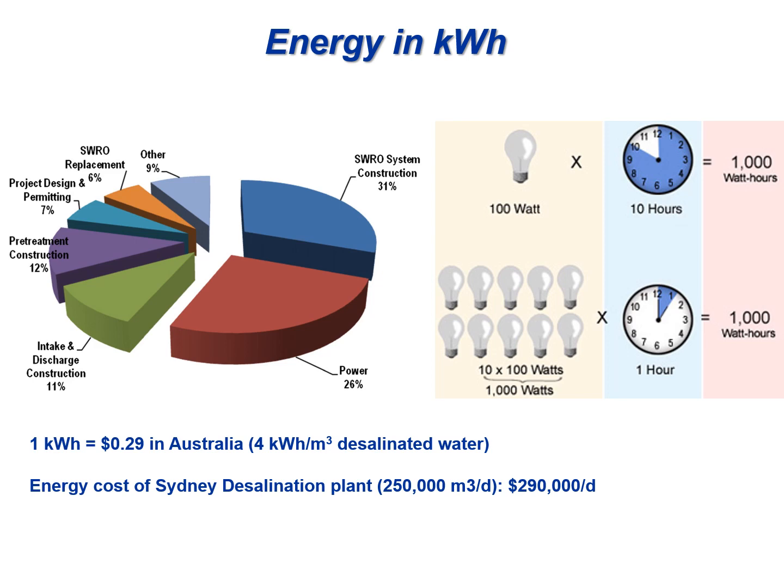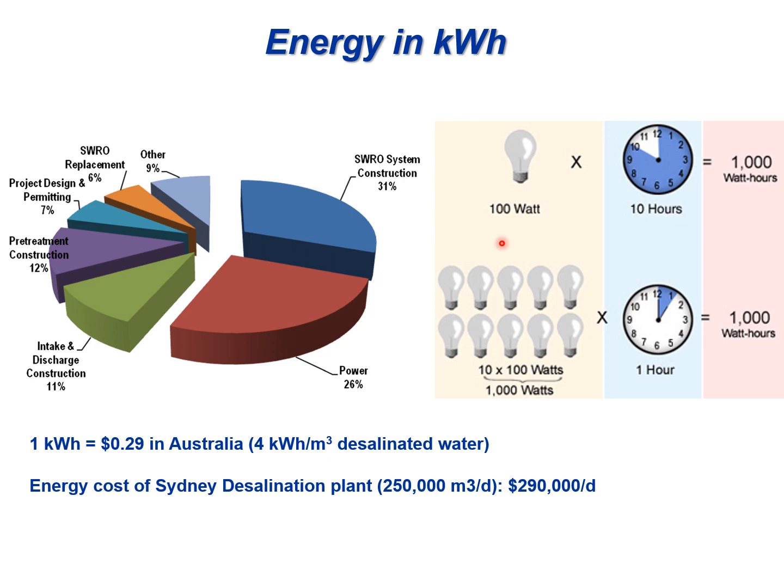So let's look at the overall energy. This is the seawater RO system cost breakdown: construction cost 31%, power cost 26%, intake and discharge construction 11%, pretreatment and concentrate 12%, SWRO membrane replacement 6%, others such as chemicals or sludge disposal 9%.